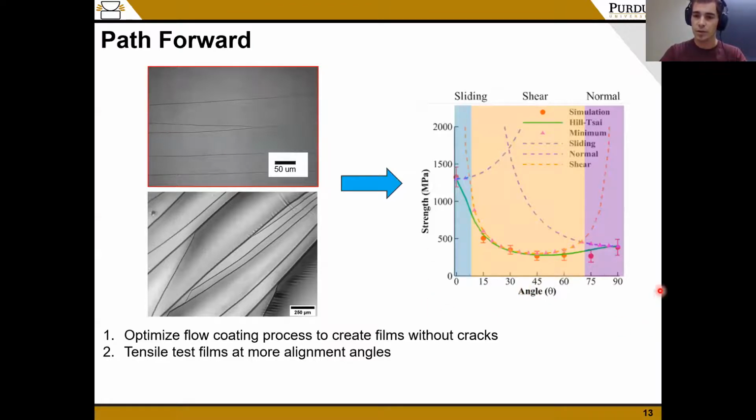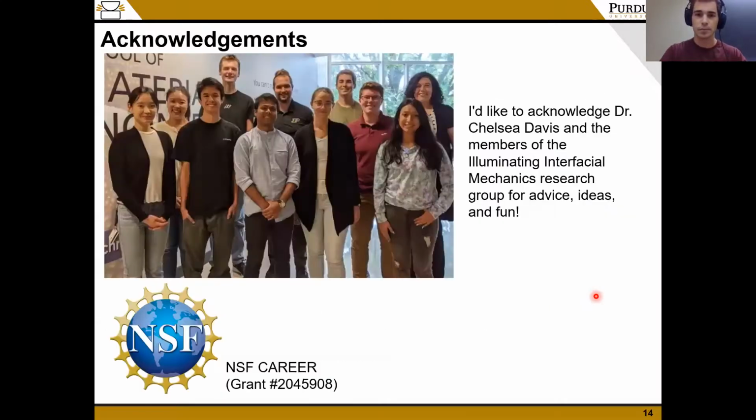Next, we want to reproduce this curve, basically. We want to take a bunch of different subdivisions of the angles aside from 0, 45, and 90, and we want to test them all out.